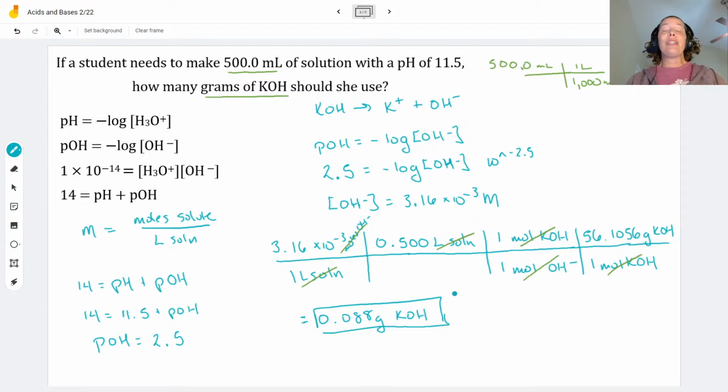This is actually something that if you're someone who preps labs, you do all the time. So this is a very practical type of calculation to do if you're doing any kind of lab work. It's really, really common.